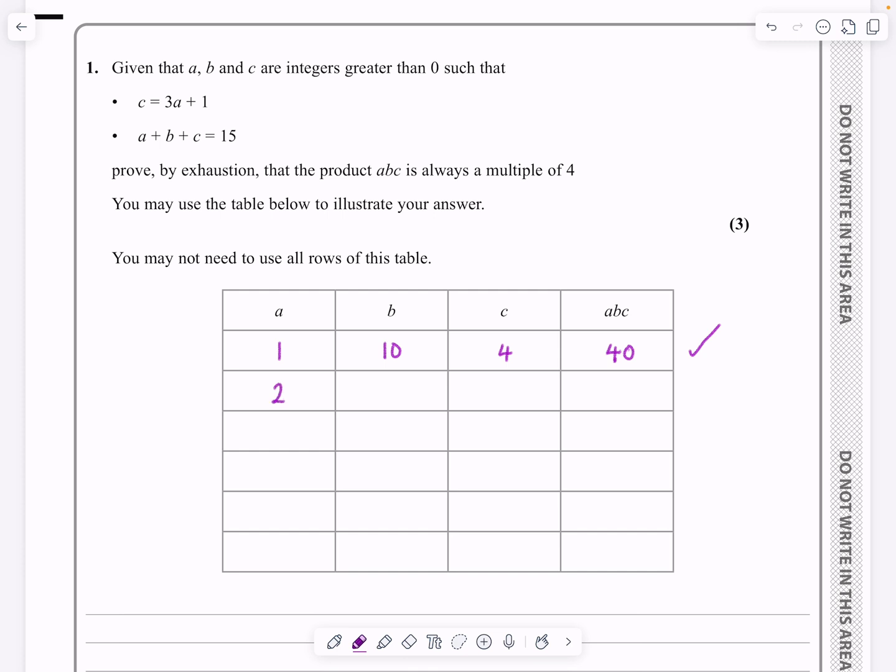There's going to be a reason why we can't go too many values looking at the table. So if A is equal to 2, C will be 3 lots of 2 plus 1, 6 plus 1. C is going to be 7. And then B will be 15 minus the 2 minus the 7. So that's going to be equal to 6. And then if we do 2 times 6 times 7, that works out to be 84, which again is a multiple of 4. Let's put A equal to 3 now.